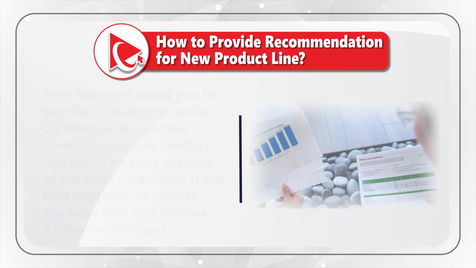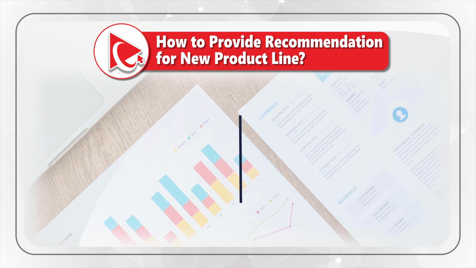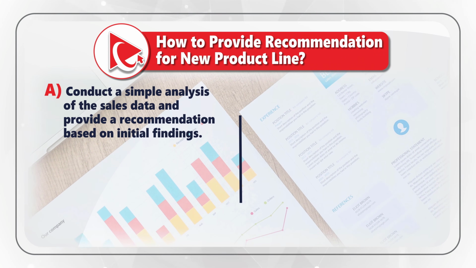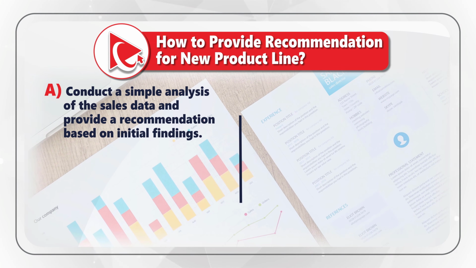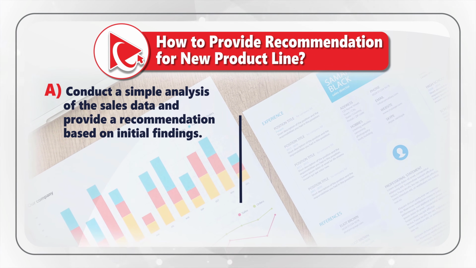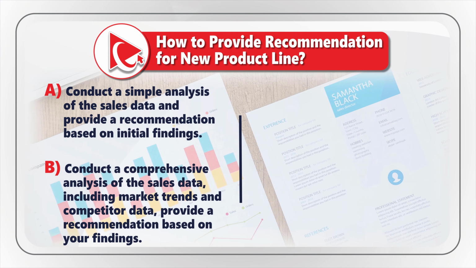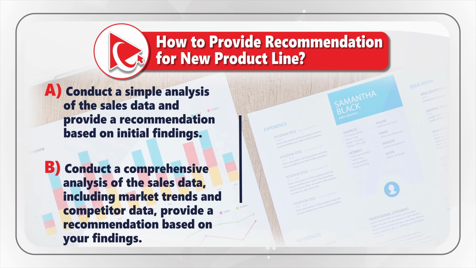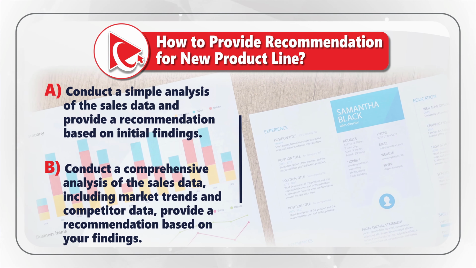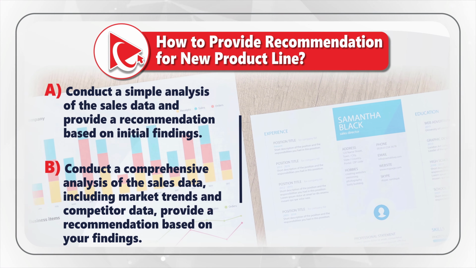You're presented with 4 different choices. Let's look at each one of them. Choice A. Conduct a simple analysis of the sales data and provide recommendation based on initial findings. Choice B. Conduct a comprehensive analysis of the sales data, including market trends and competitor data. Provide a recommendation based on your findings.